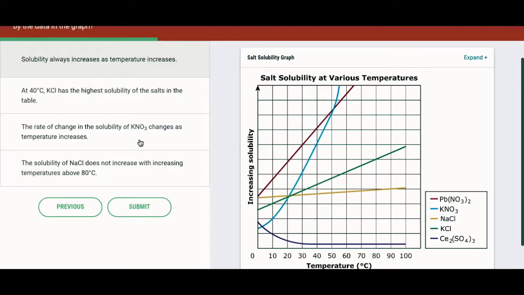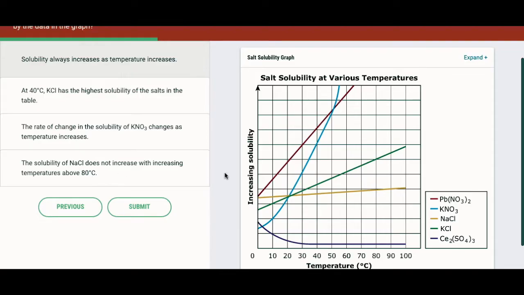C says the rate of change in the solubility of KNO3 changes as temperature increases. You might be thinking, what in the world could that possibly mean? Well, let's skip this answer for now and look at D. The solubility of NaCl does not increase with increasing temperatures above 80 degrees Celsius.